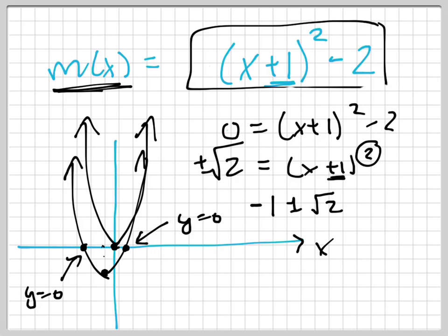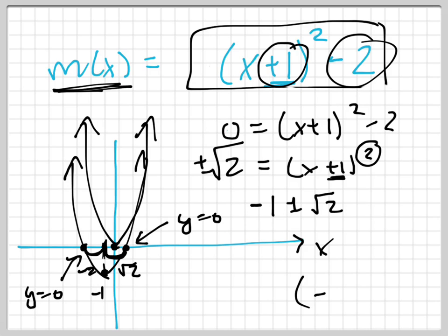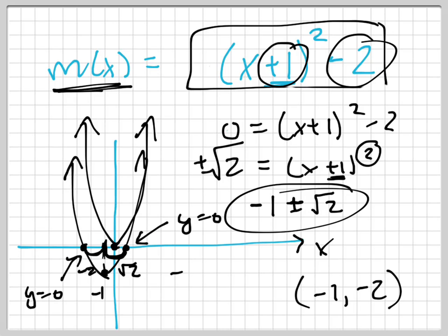Hey, look at this. Negative 1 is right there. And what am I doing? I'm adding the square root of 2, and I'm subtracting the square root of 2. That's why I've got 2 points there, and that's why it's symmetric to this point, negative 1, negative 2. That's your vertex, and I'm getting ahead of myself. But that's how you would find the intercepts. They're going to ask you eventually to do that. So your x-intercepts would be negative 1 plus root 2, 0, and negative 1 minus root 2, 0. Those are your 2 intercepts.